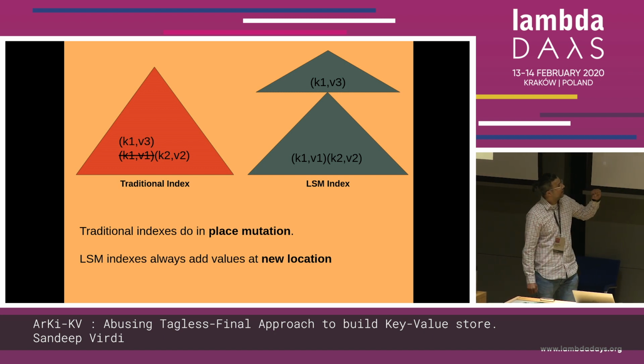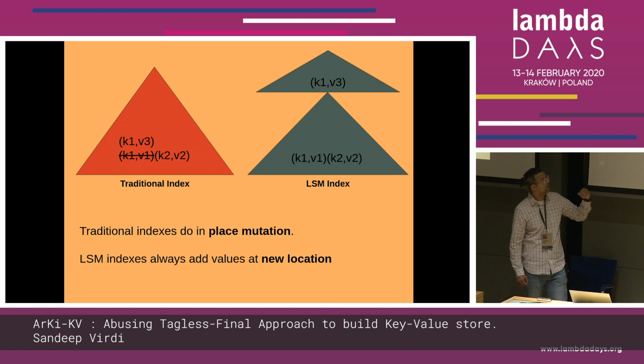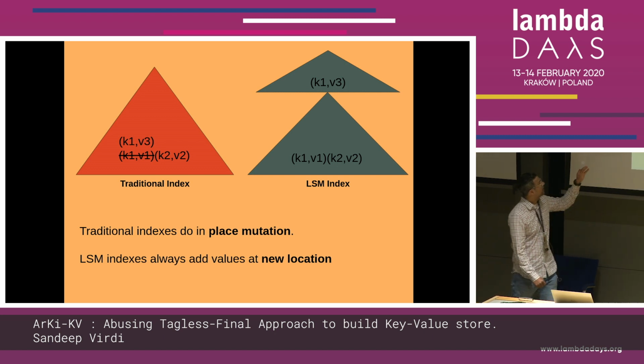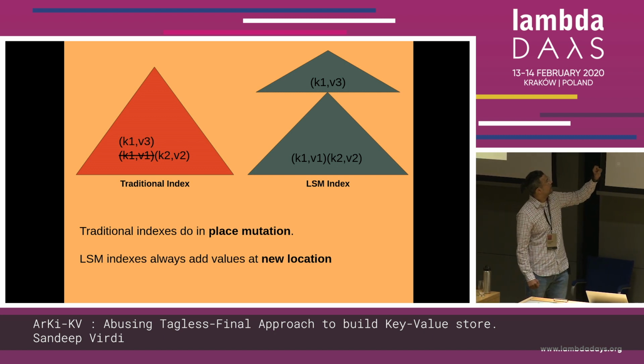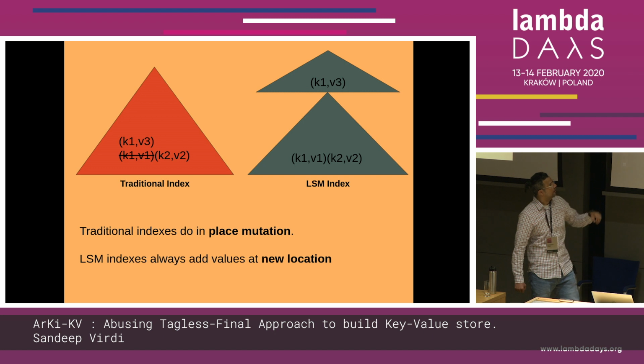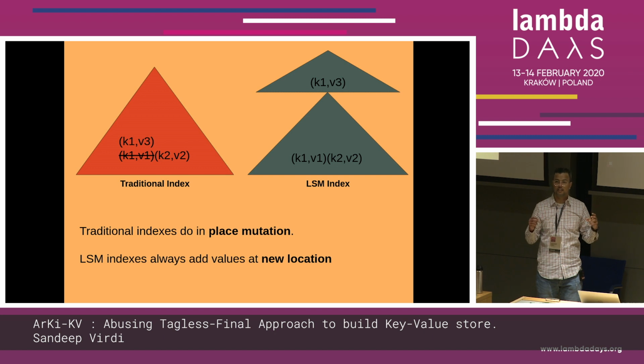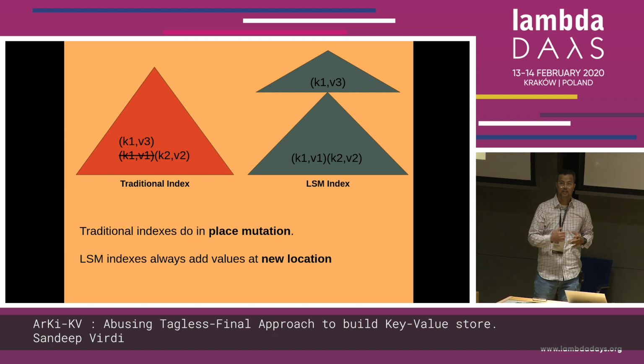On the blue, on the other hand, the LSM index, they never overwrite existing values. You're effectively always appending a new value. So here in the traditional index, if you look at the key K1, V1, if you want to update that tuple with a new value, K1, V3, you go find that value in the index, and you override the existing value. In the LSM index, you just create a new entry, and you're done. So this is where the notion of log comes in. Effectively, you're adding a new value to your index.